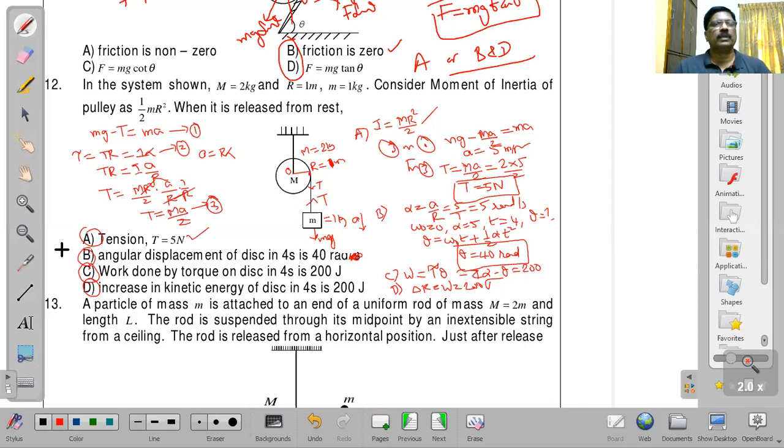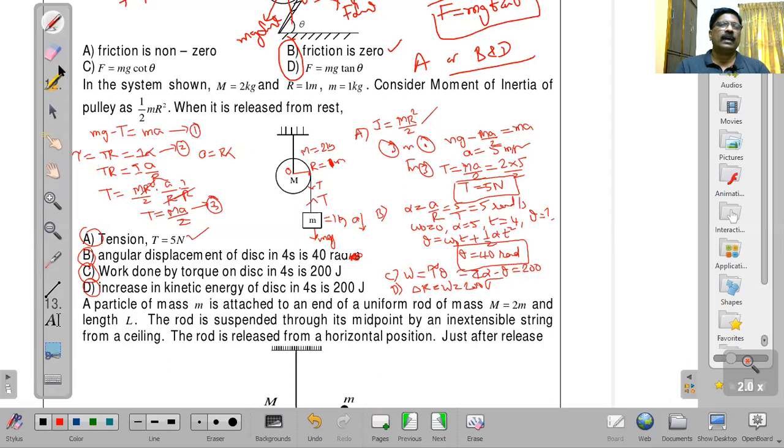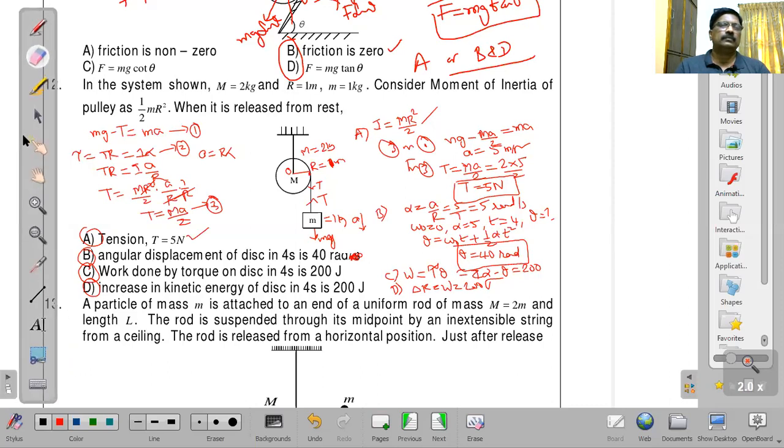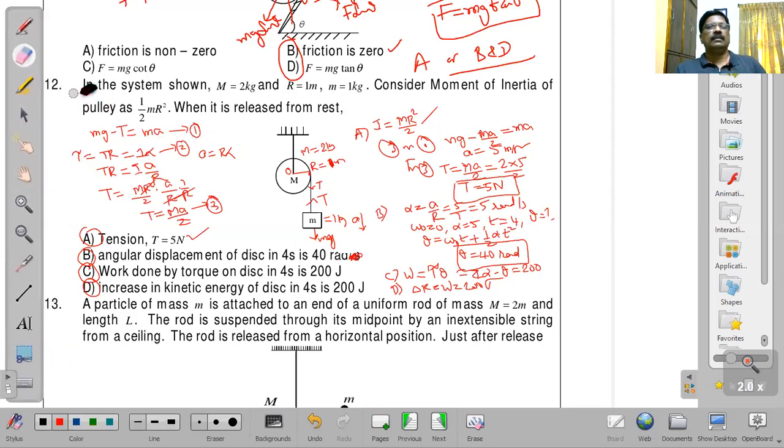These are the problems from 12th one. But here, as the moment of inertia is given as small m r square by 2, if you substitute the small m value as in one case here, then you won't get any answer. That's why this problem was, I think, deleted. This problem was deleted.